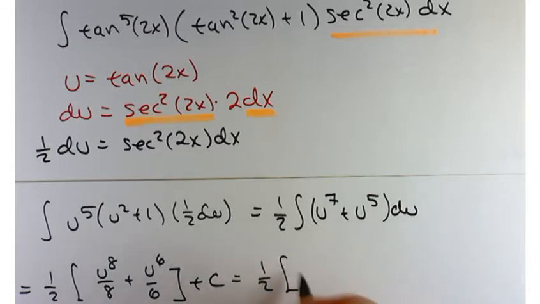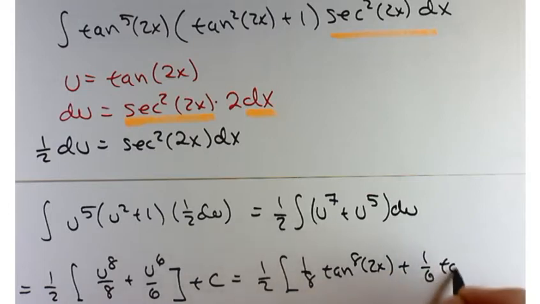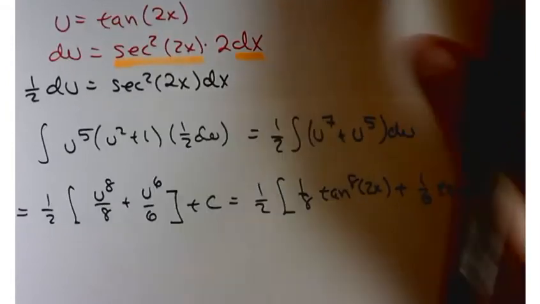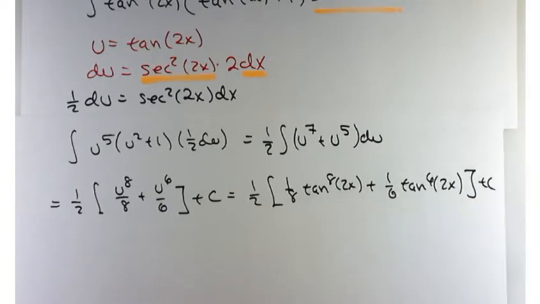Overall, 1/2 times 1/8 tangent to the 8th of 2x plus 1/6 tangent to the 6th of 2x plus your constant. And I do have my constant in there, yes. Okay, not too bad. How are we looking on 26? Thumbs up? That constant is important.